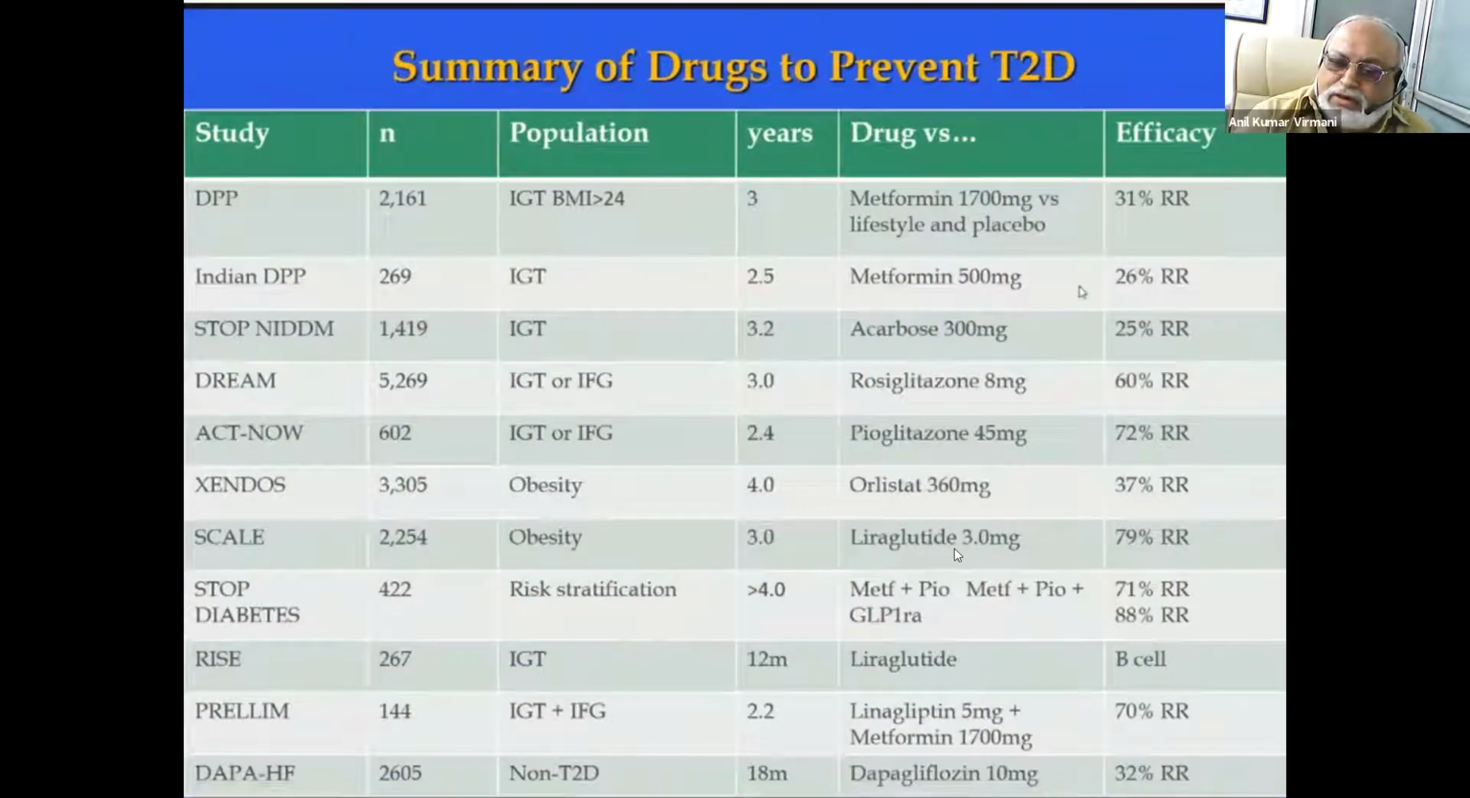There have been a lot of other drugs which have been used in the prevention of diabetes, including linagliptin, which is a DPP4 inhibitor, and a GLP-1 RA like liraglutide. But I will talk about one drug, DAPA. Dapagliflozin, an SGLT2 inhibitor, was used in patients without diabetes, without pre-diabetes, and they found that there was a 32% relative risk reduction in the development of pre-diabetes or diabetes.